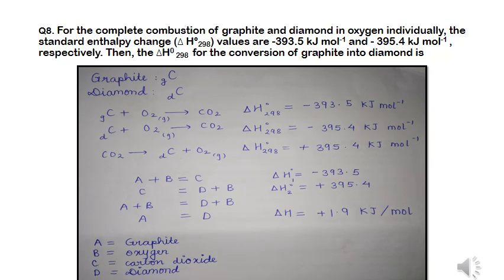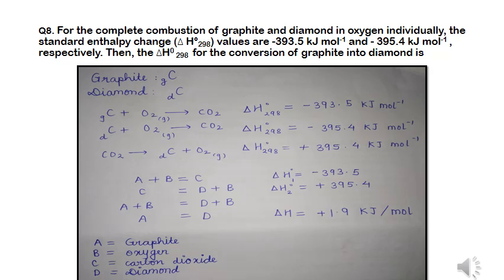Let's move on to the next question. Here you have been given two reactions of carbon. One carbon is in the form of graphite, while the second carbon is in the form of diamond. Both these forms of carbon react with oxygen to give carbon dioxide, because both of them are chemically similar. Their standard enthalpy change has been given: minus 393.5 kilojoule per mole for graphite changing into carbon dioxide, while minus 395.4 kilojoule per mole for diamond changing into carbon dioxide.